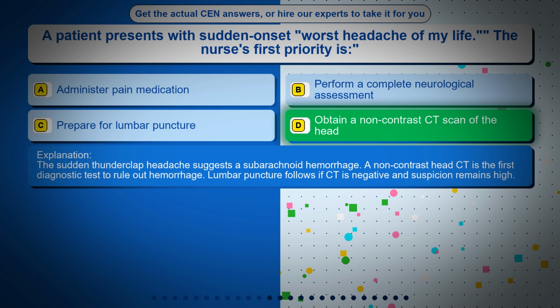The sudden thunderclap headache suggests a subarachnoid hemorrhage. A non-contrast head CT is the first diagnostic test to rule out hemorrhage. Lumbar puncture follows if CT is negative and suspicion remains high.